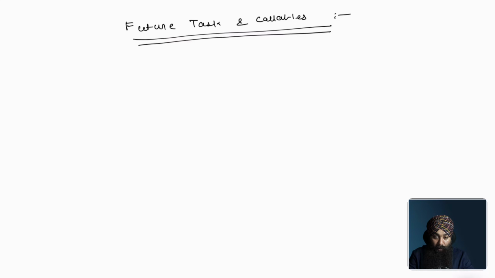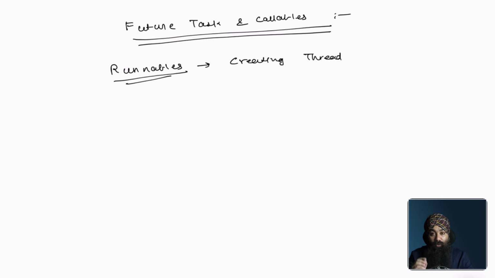So now we'll talk about future tasks and callables. We already learned about runnables. They are used for creating threads, and you can use a thread to run a computation which can run parallel with your main computation. Okay, so what is callable?